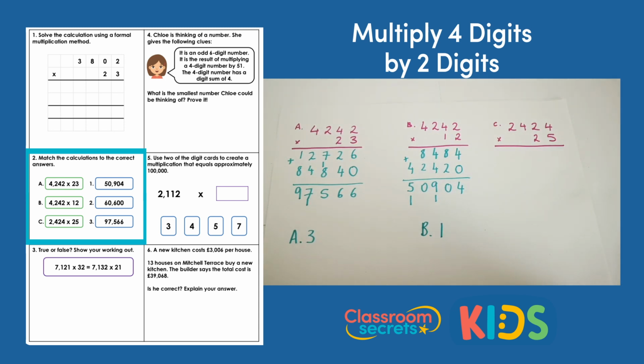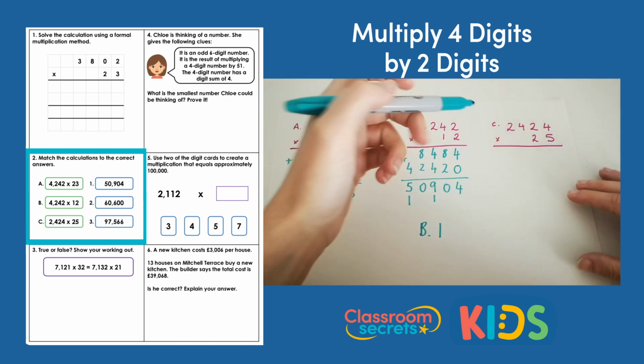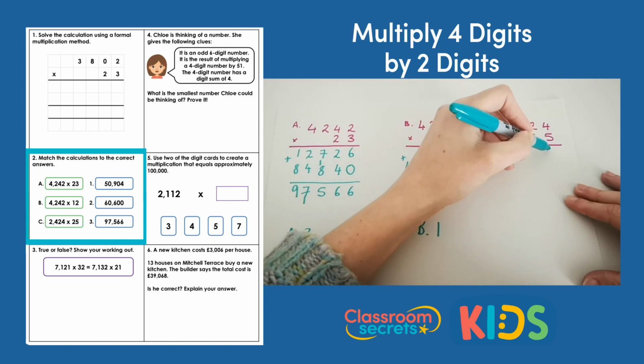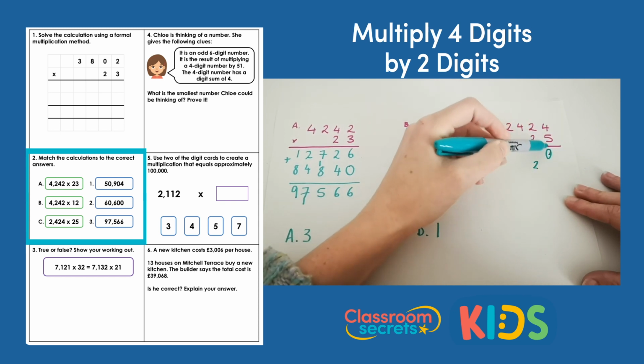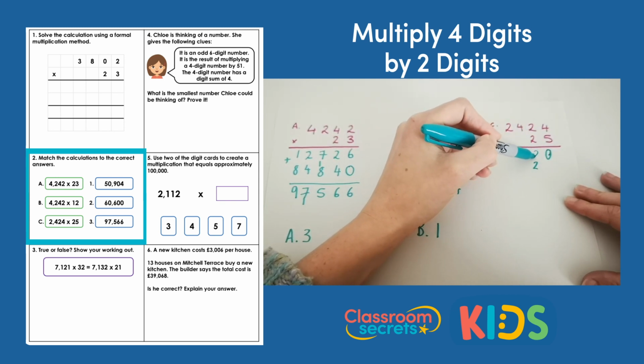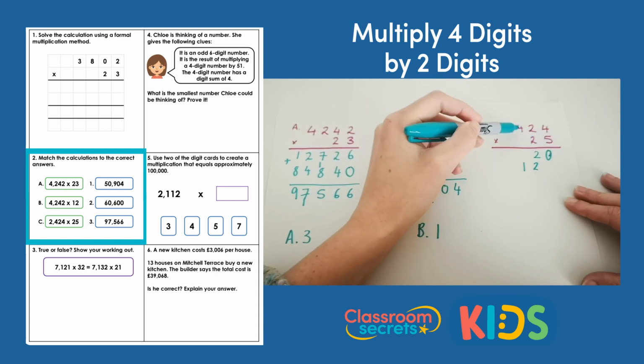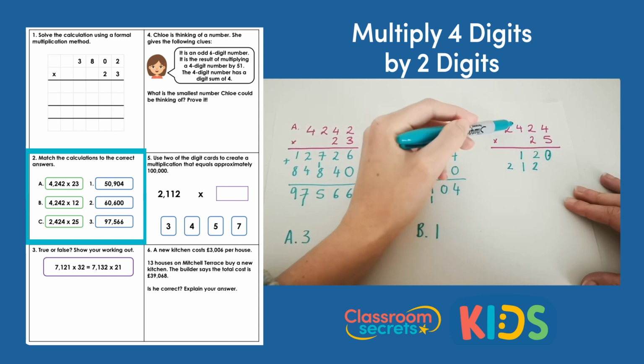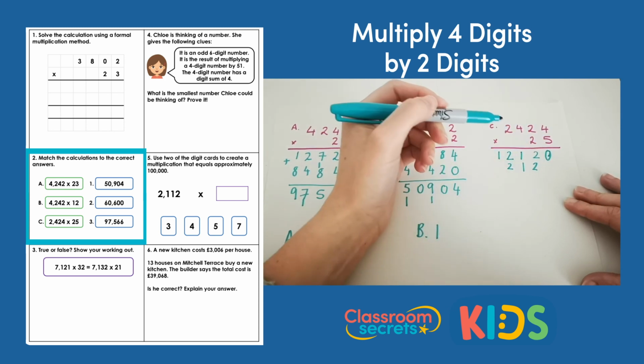The final calculation we need to do then is 2,424 times 25. You can work out that C through deduction would have to be 2. However, it's always good to check these things and make sure that they're correct. So if we do 2,424 times 25, we do 5 times 4, which is 20. 5 times 2 is 10, add 2 more is 12. 5 times 4 is 20, add 1 is 21, so exchange the 2. 5 times 2 is 10, add 2 more is 12.